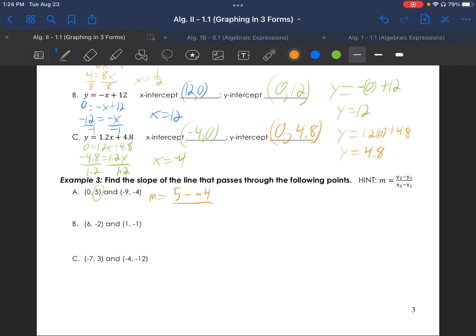On the bottom, because I chose 5 first, I have to choose 0 because they're part of the same ordered pair. Minus the -9. So 2 negative signs on the top and bottom means we'd change them to plus. 5 plus 4 is 9. 0 plus 9 is 9. 9 divided by 9 is 1.